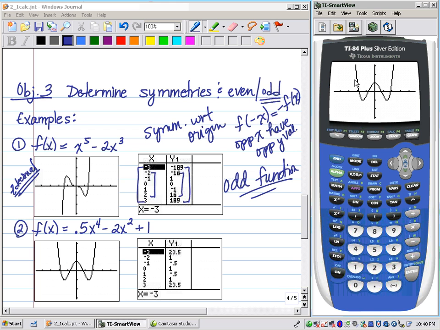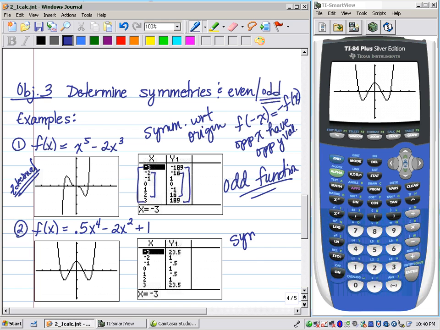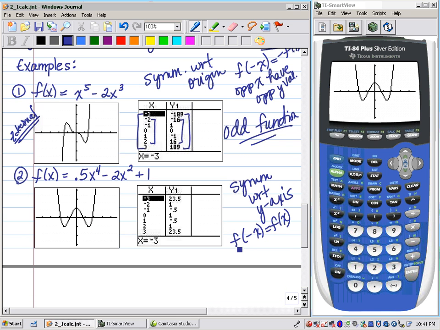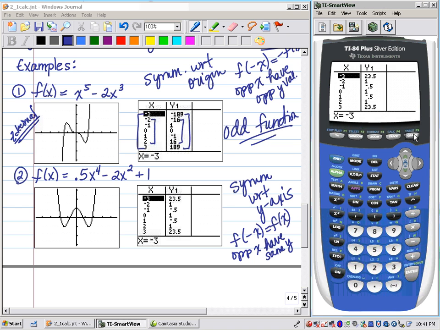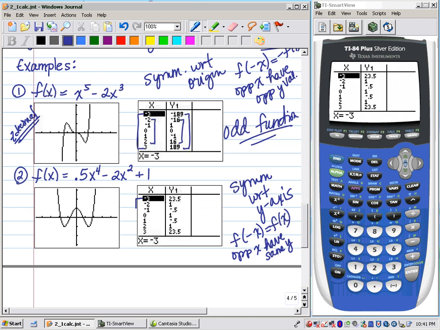Well, symmetric with respect to the y-axis means that the left side and right side are mirror images, and that's exactly what we have here. So this is symmetric with respect to the y-axis. Mathematically, we say that to be this, f of negative x is equal to f of x. In other words, opposite x have the same y values. And that's what happens if I press second and graph. In my table, I see that opposite values for x have equal y values.